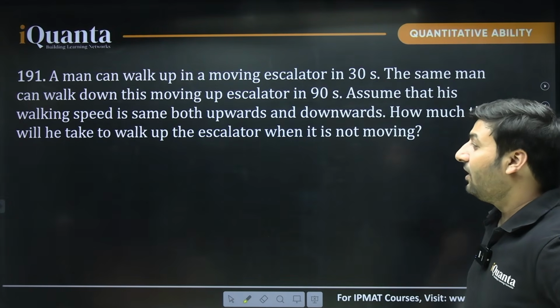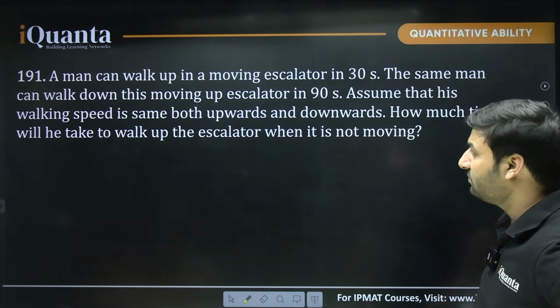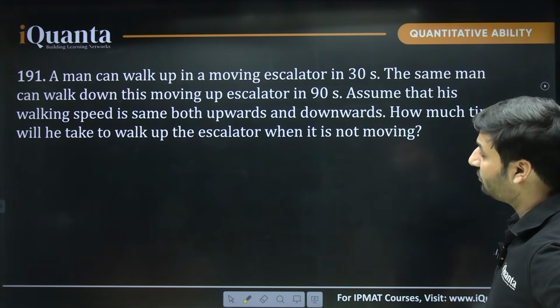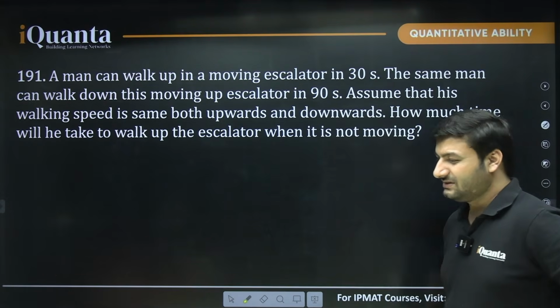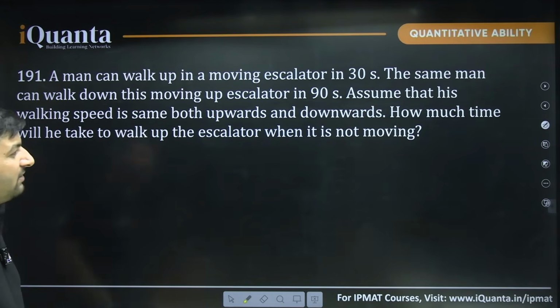Question 191. A man can walk up a moving escalator in 30 seconds. The same man can walk down this moving up escalator in 90 seconds. Assume that his walking speed is the same both upwards and downwards. How much time will he take to walk up the escalator when it is not moving? See, escalator questions are not usually very common, they don't usually come, but the concept is very useful.